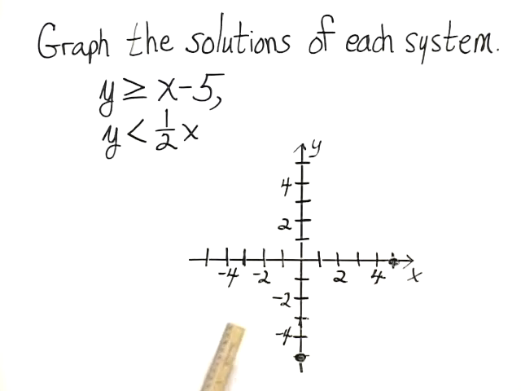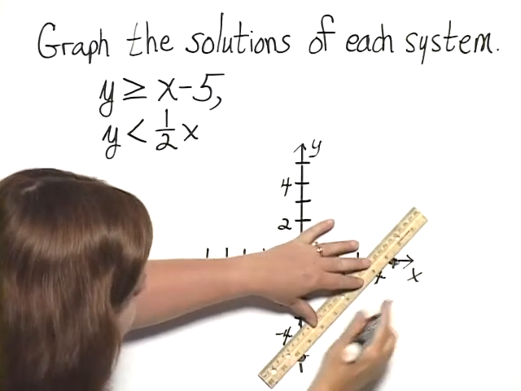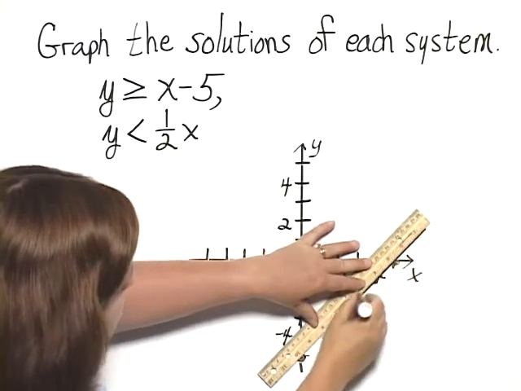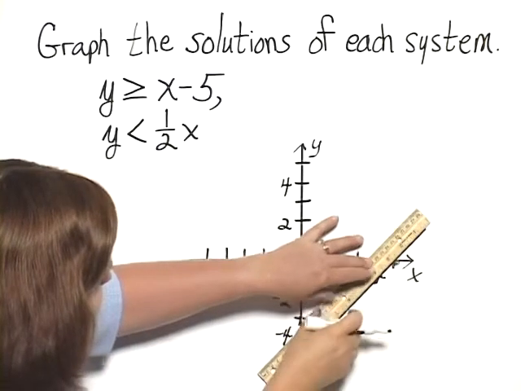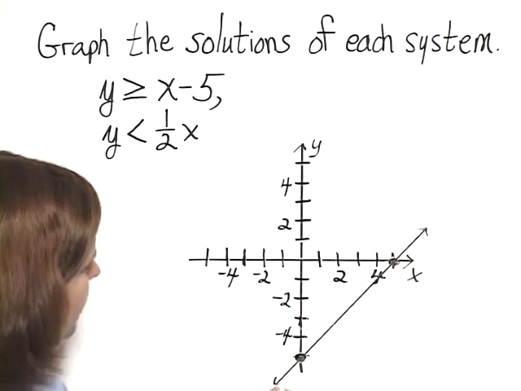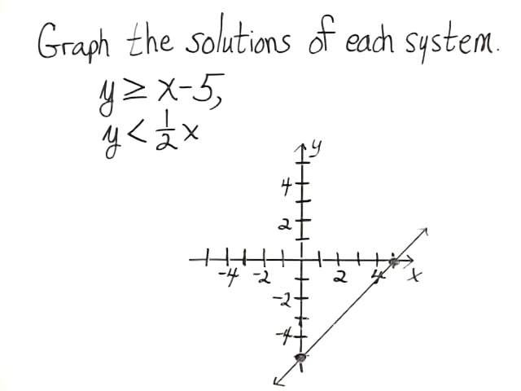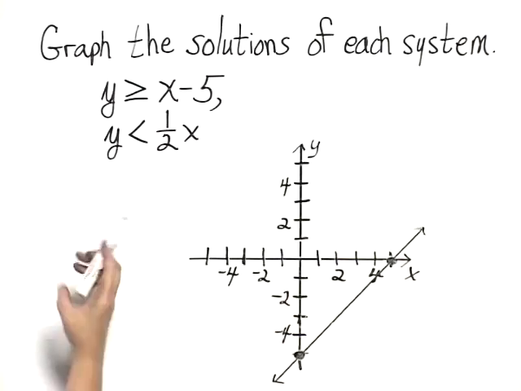And again, we draw the line solid because the inequality symbol is greater than or equal to. So the line is actually part of the graph. Now we have to determine which side of this inequality would be shaded. So let's use the test point (0, 0).